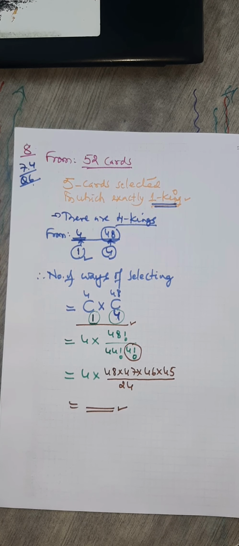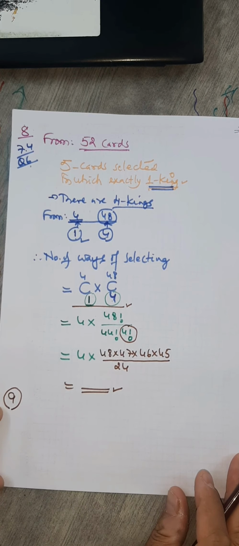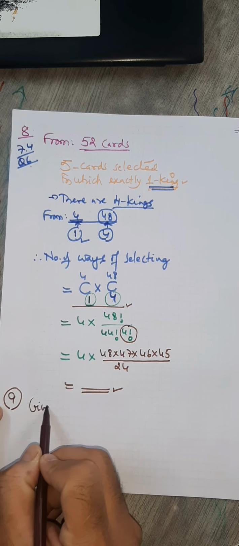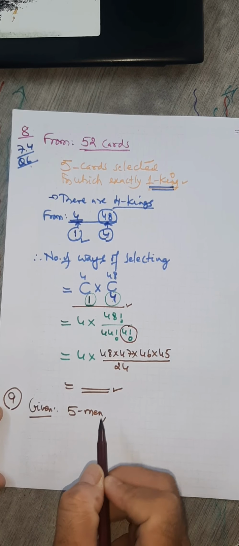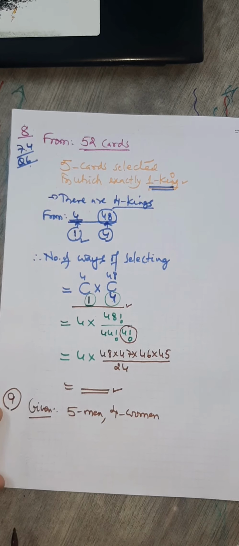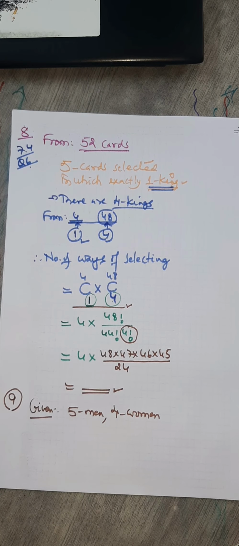Okay. Let's go to the 9th question now. Question number 9. Read the question. What's given? You are given that there are 5 men and 4 women. Arrange in a line. You are arranging where? In a line, in such a way that women occupy even places.